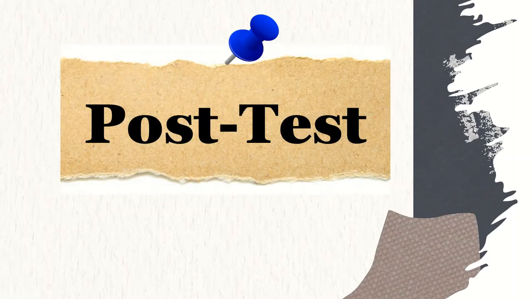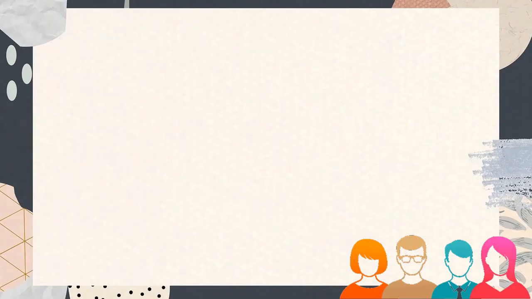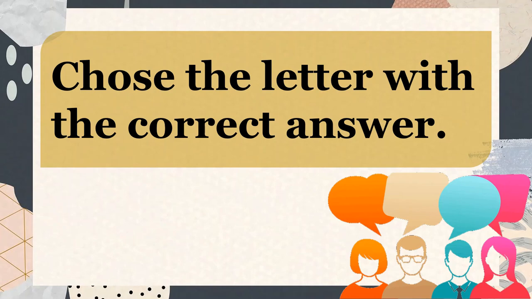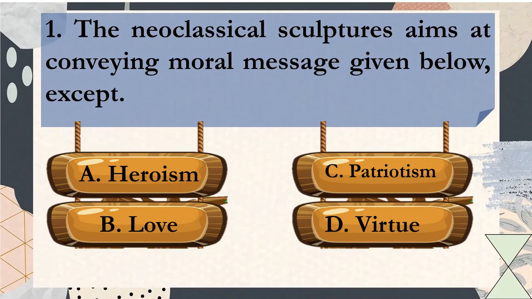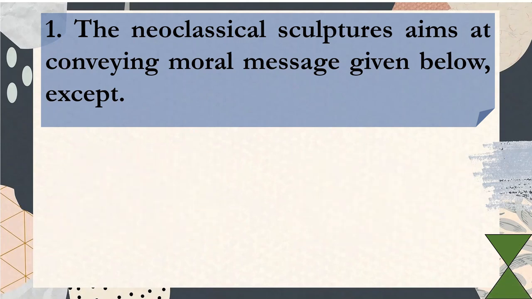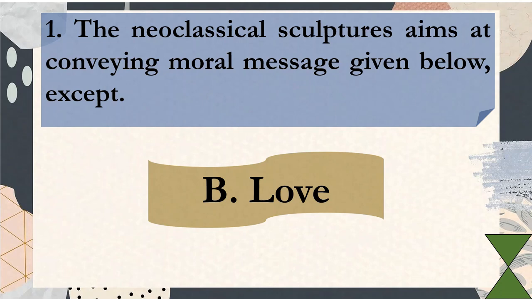To end this module, let's have our post test. Choose the letter with the correct answer. 1. The neoclassical sculptures aim at conveying moral messages given below except A. Heroism, B. Love, C. Patriotism, D. Virtue. Very good! The correct answer is B.